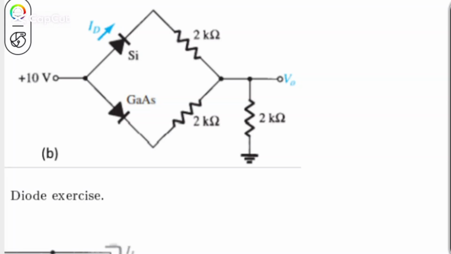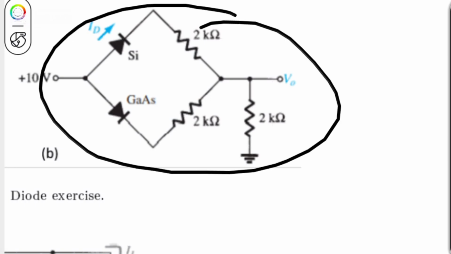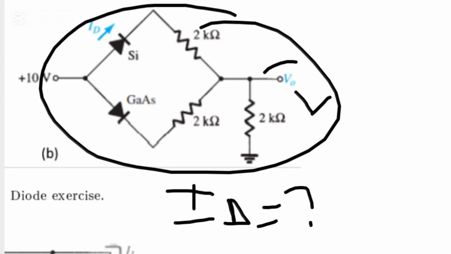Hello everyone, in today's tutorial we're going to see how we can solve this diode circuit. So here is the question that we are given. We are going to identify the diode current, and therefore we are going to identify the V out and the diode current.